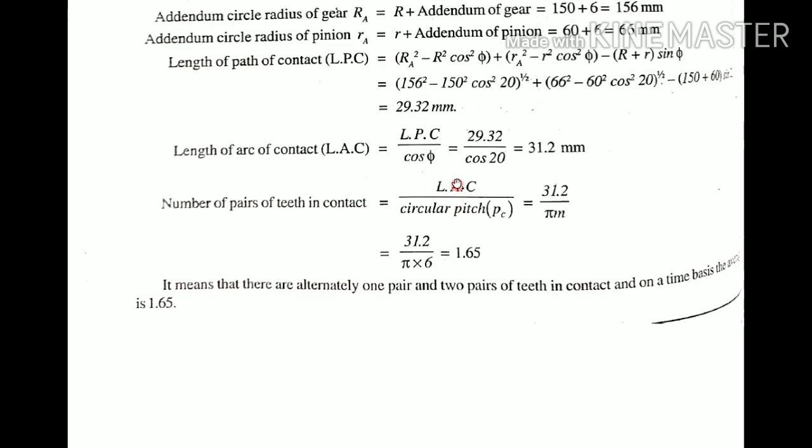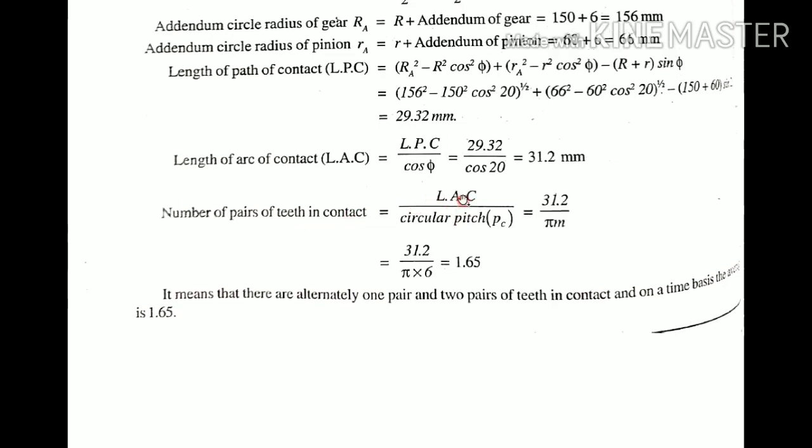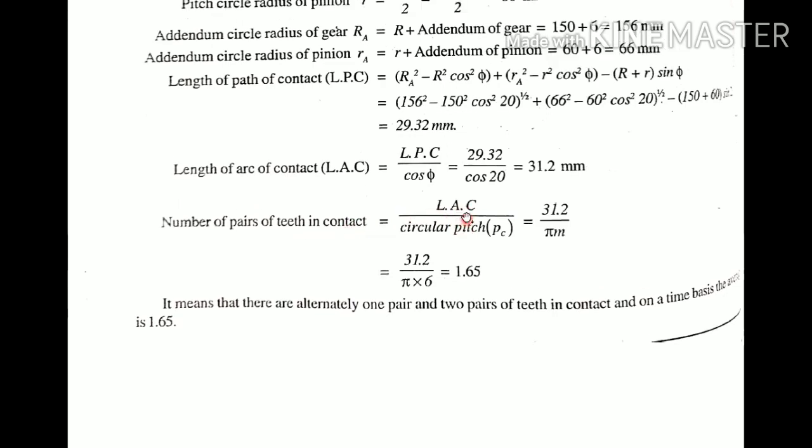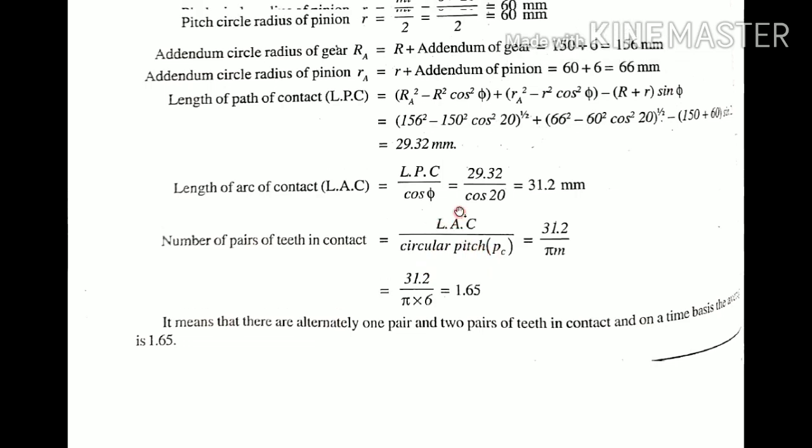in order to find the number of pairs in contact, we have the formula LAC by circular pitch. What is LAC, the short form they have written? LAC is nothing but length of arc of contact. LPC is nothing but length of path of contact. So like that, the short forms they are going to write. So in order to find the number of pairs of teeth in contact, this is the equation you have to use: LAC divided by circular pitch. That means PC you need to find and LAC you need to find.